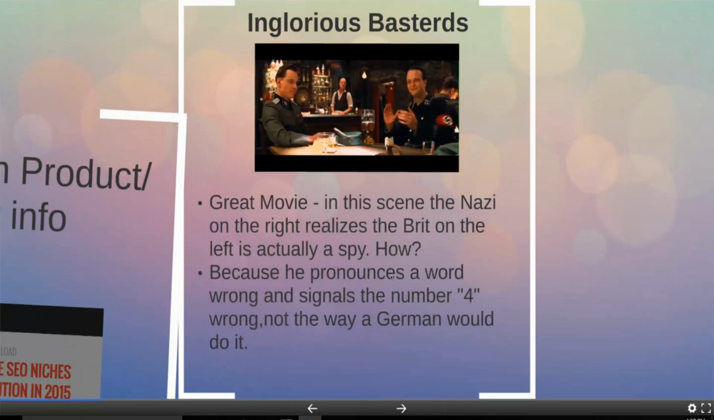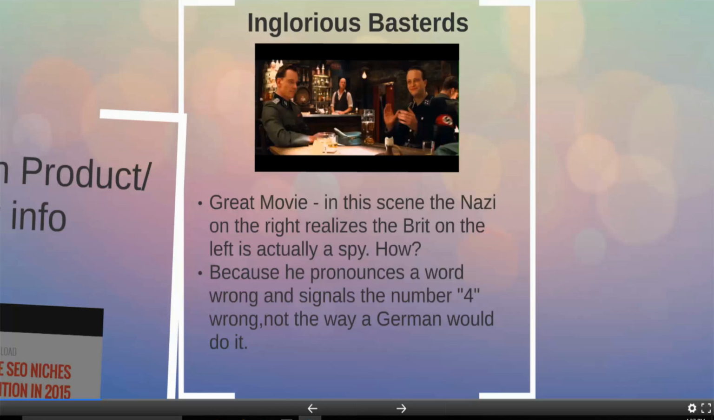So, movie example, Inglourious Basterds. There's this great scene where this is a Nazi general or Nazi guy here, and this is a British spy for the Allies pretending to be German. Now, the Nazi on the right realized the Brit on the left is actually a spy. How does he do it? Because of very subtle things. The British guy is speaking German, but he pronounced the word wrong, and then he signals the number 4 wrong. He doesn't hold his hand out the right way, the way a German would do it.